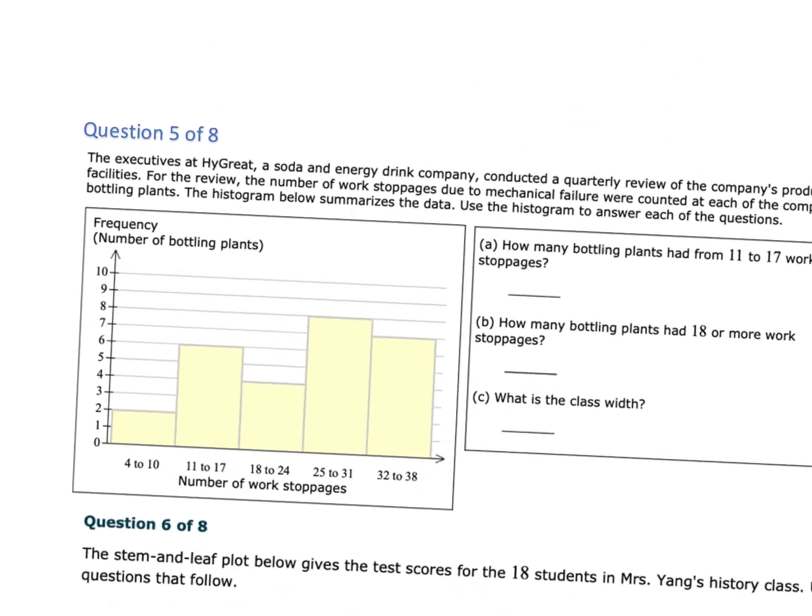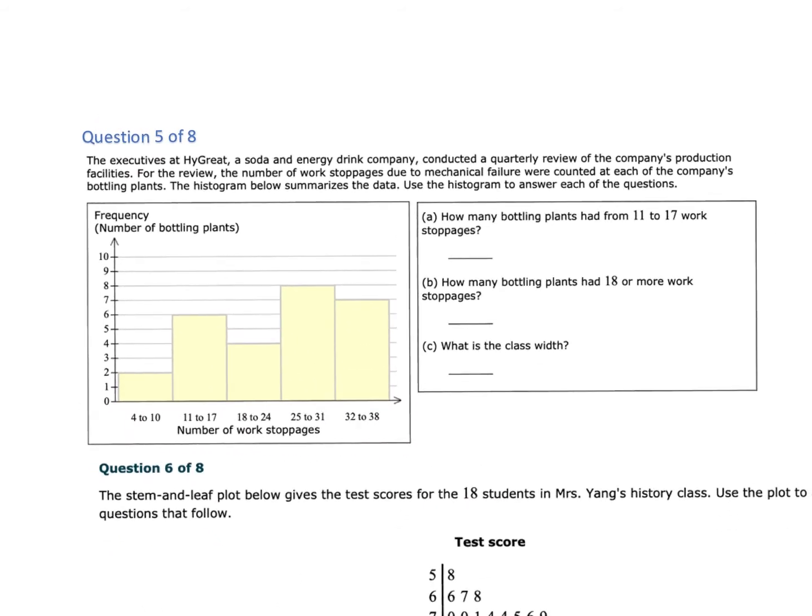Okay, question 5. The executives of Hydrate, a soda and energy drink company, conducted a quarterly review of the company's production facilities. For the review, the number of workers' stoppages due to mechanical failure were counted at each of the company's bottling plants. The histogram below summarizes the data. Use the histogram to answer each of the questions.